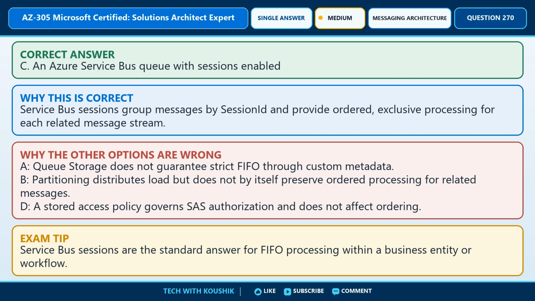related message stream. The other choices do not satisfy the requirement because A. Queue Storage does not guarantee strict FIFO through custom metadata. B. Partitioning distributes load but does not by itself preserve ordered processing for related messages. D. A stored access policy governs SAS authorization and does not affect ordering. A useful examination rule is this. Service Bus sessions are the standard answer for FIFO processing within a business entity or workflow.